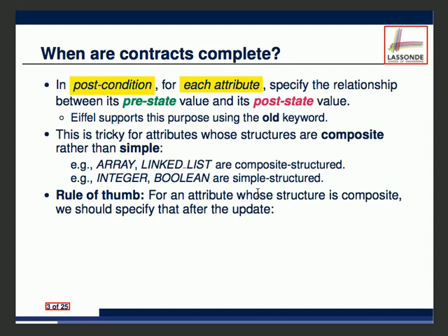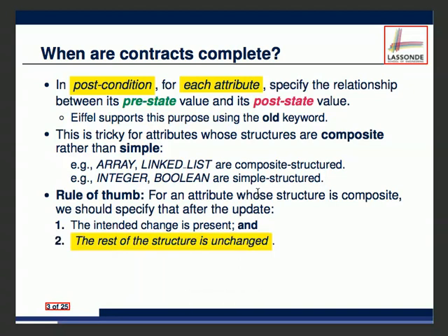So now, this is how you should specify the updates for any composite data structure, let's say for an array. And you pretty much got this intuition already from lab number 1. First of all, we want to say the intended change is already present. Let's say we want to insert something into position i. That part has been done. But the second part is even more important. We want to make sure the rest of the data structure is untouched.